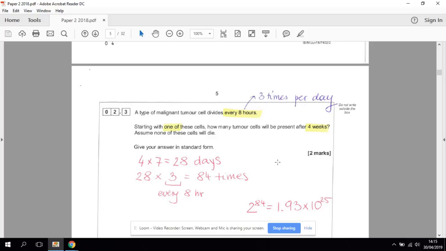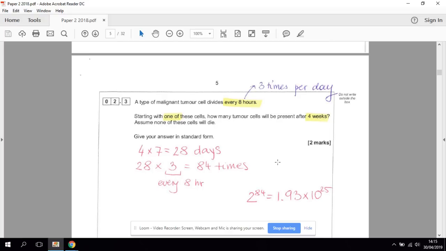So starting with one cell, how many tumor cells will be present after 4 weeks? We've got to work it out in standard form. So what I did here, firstly work out how many days is in 4 weeks, so that's 28 days. Multiply this by 3, because this is how many times per day it's going to divide.